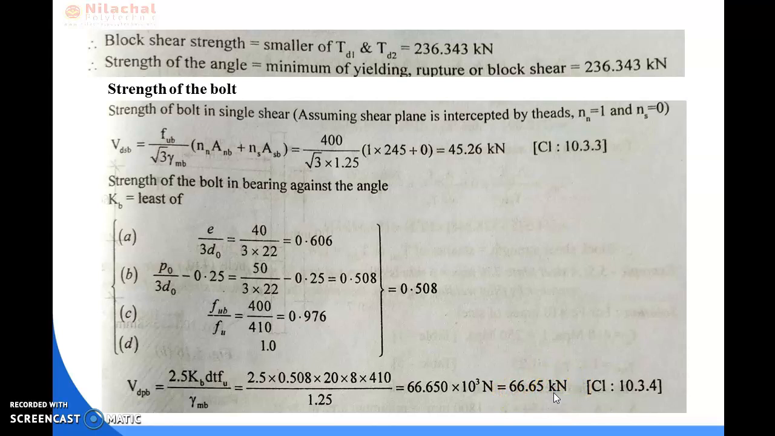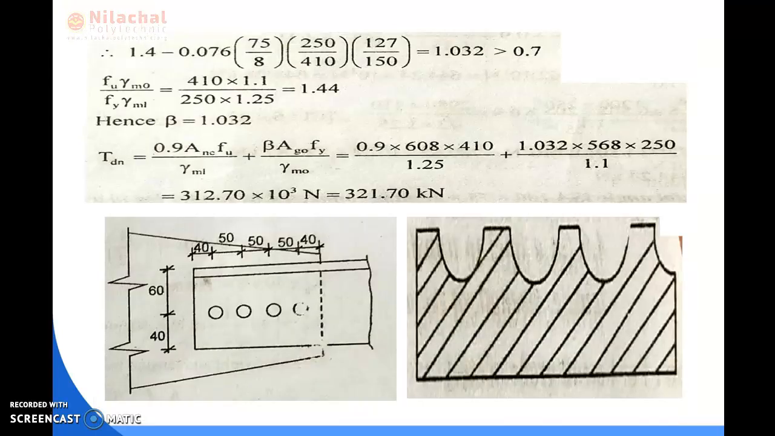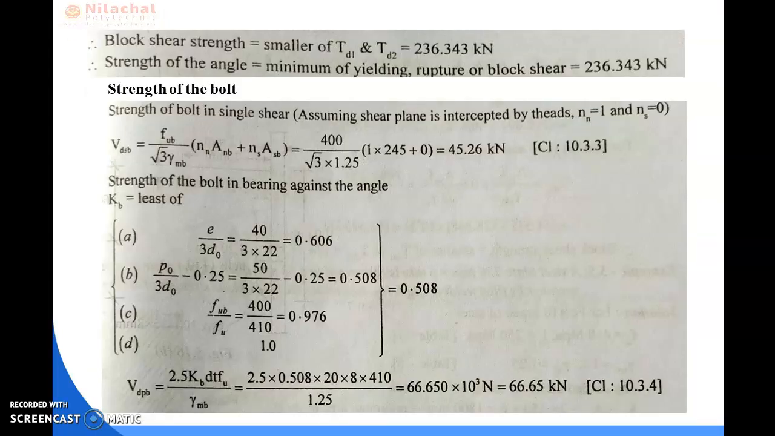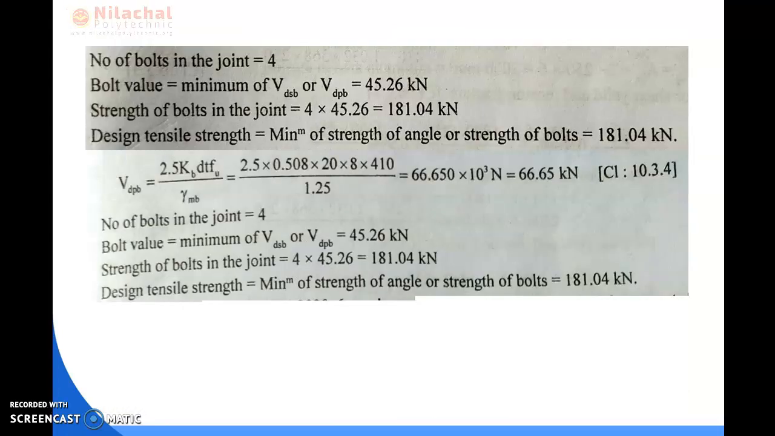So now the number of bolts is given as 4. So we need to multiply the number of bolts in both the design bearing strength as well as in design shearing strength. Hence, the total strength of the bolt in shearing and bearing we can find out. So now, after multiplying the number of bolts, the minimum value of the strength of bolt is coming as 181.04 kilonewton.